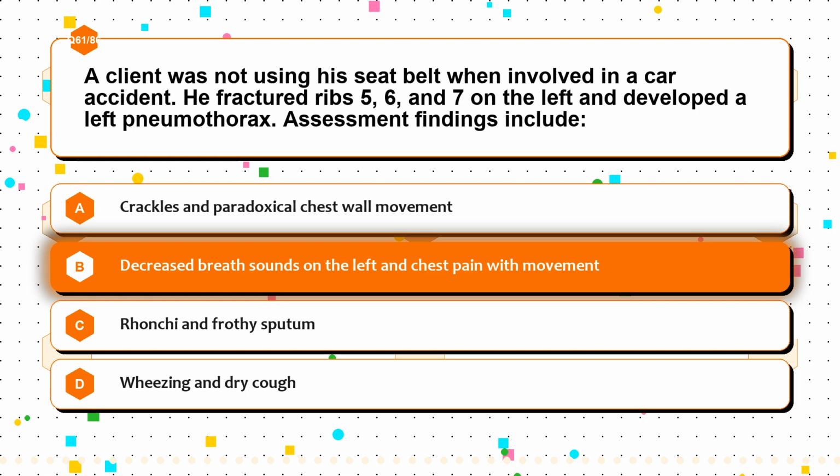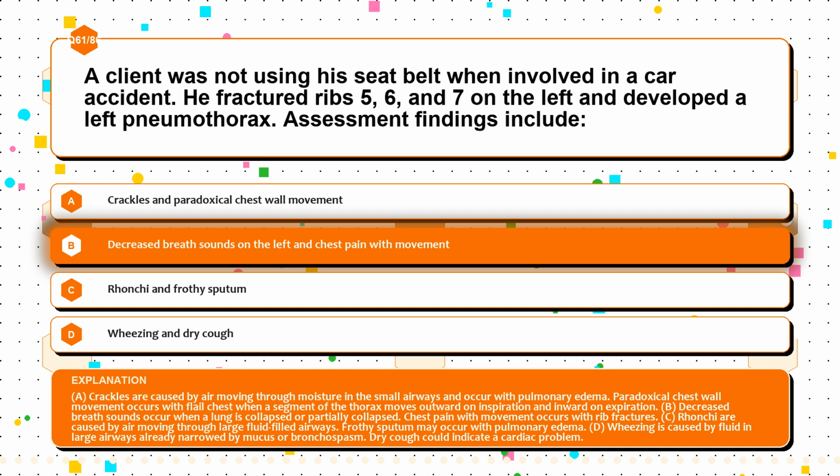The correct answer is option B. Decreased breath sounds on the left and chest pain with movement. A. Crackles are caused by air moving through moisture in the small airways and occur with pulmonary edema. Paradoxical chest wall movement occurs with flail chest when a segment of the thorax moves outward on inspiration and inward on expiration. B. Decreased breath sounds occur when a lung is collapsed or partially collapsed. Chest pain with movement occurs with rib fractures.